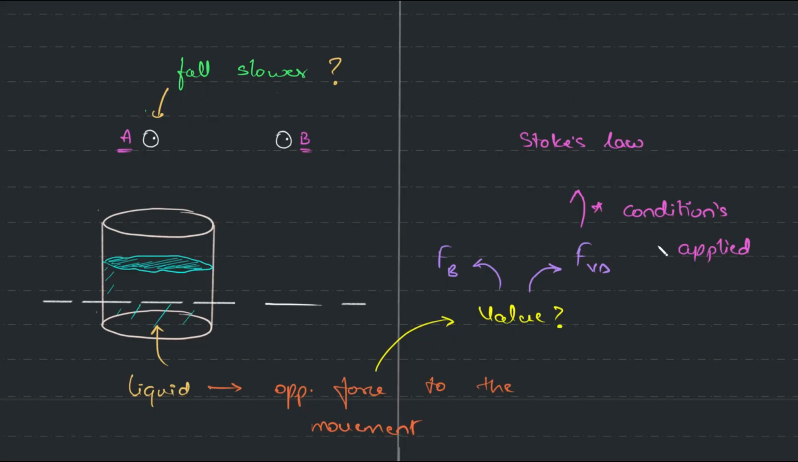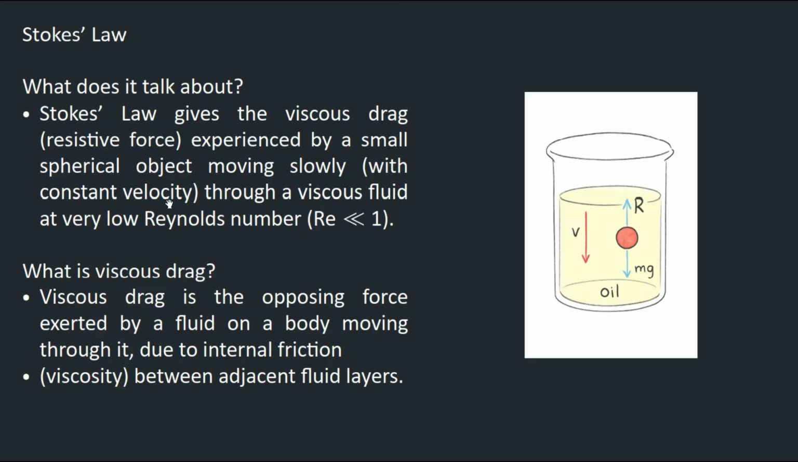Of course, there are certain conditions that apply, and we'll be looking at those. So Stokes' law gives us the viscous drag. What is viscous drag? Viscous drag is the opposing force exerted by a fluid on an object moving through it due to internal friction. I hope you remember drag, from objects falling, terminal velocity and all of that.